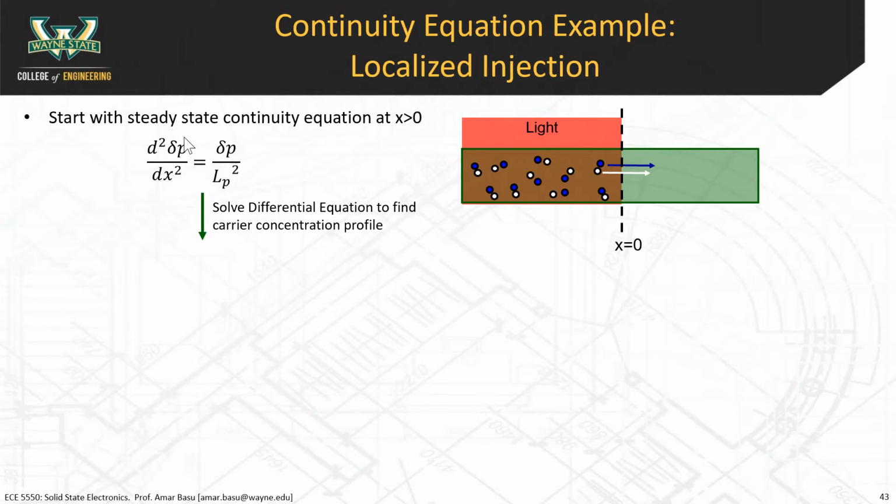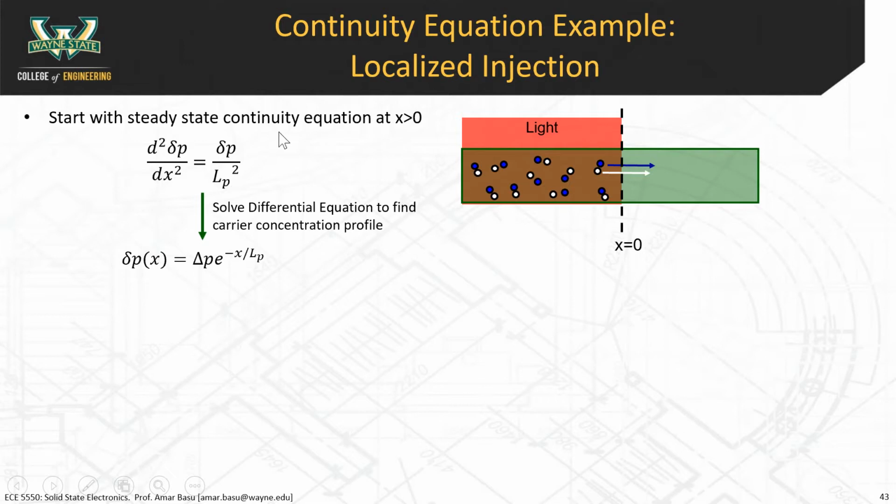The first step is that you solve the differential equation to find the carrier concentration profile. This is a form of differential equation that is well known. When we talked about the Schrodinger equation, I said you don't need to know how to solve differential equations, just understand that there is a solution to it. The solution to this type of differential equation, where the second derivative is equal to the function itself, comes in the form of an exponential. The equation form looks like this.